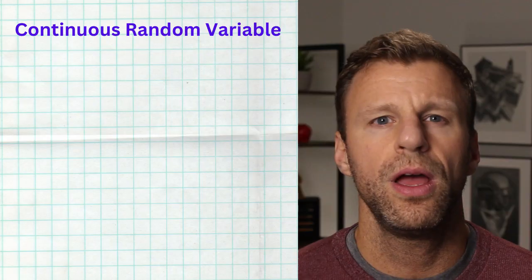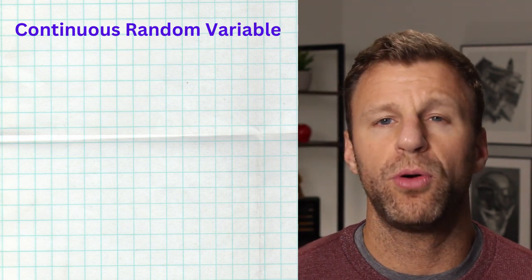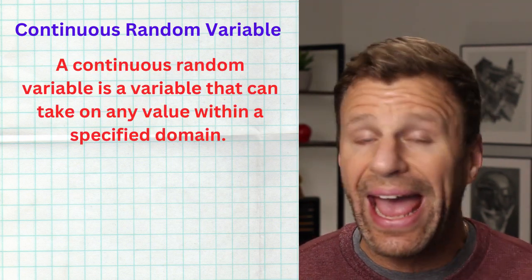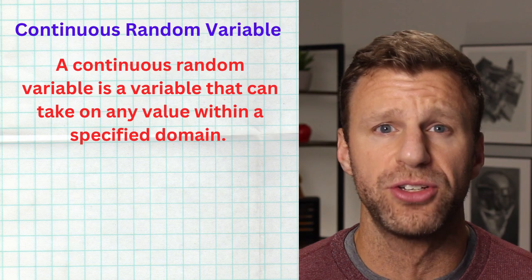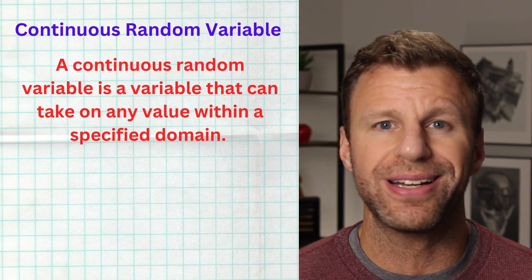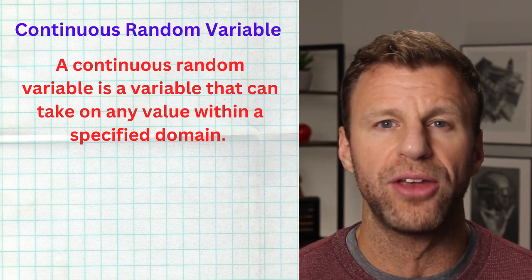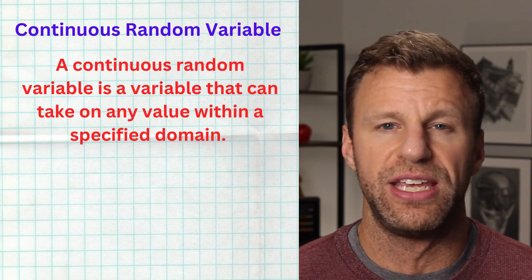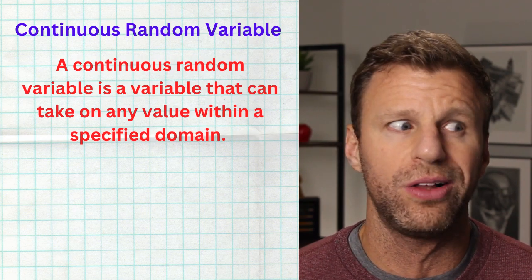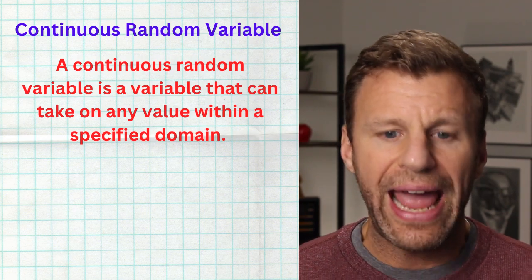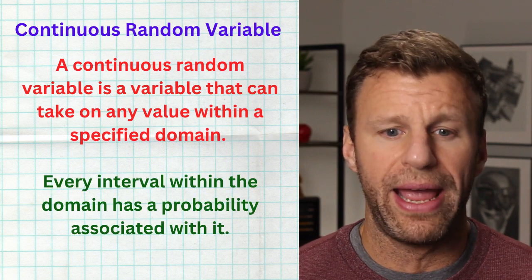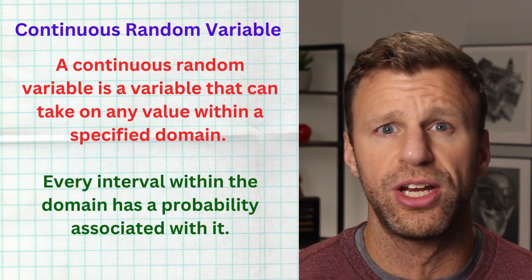All right, let's dive into continuous random variables. A continuous random variable is a variable that can take on any value within a specified domain. So it's a random variable because the outcomes are numerical values, but the numerical values that the random variable can take on are essentially infinite, and every interval within the domain has a probability associated with it.